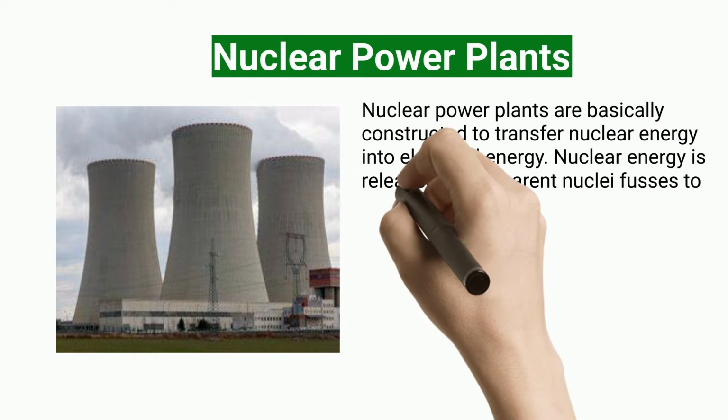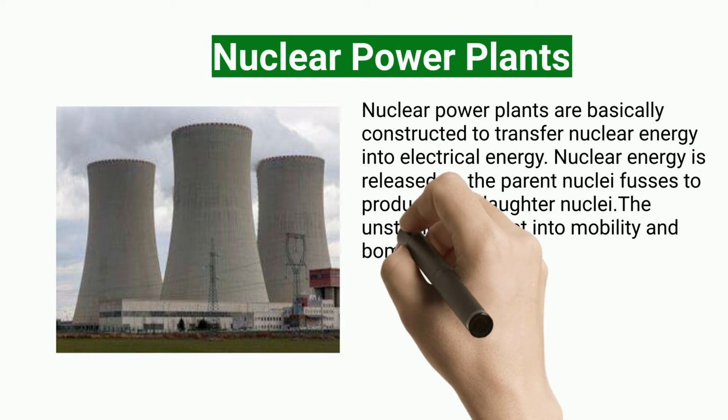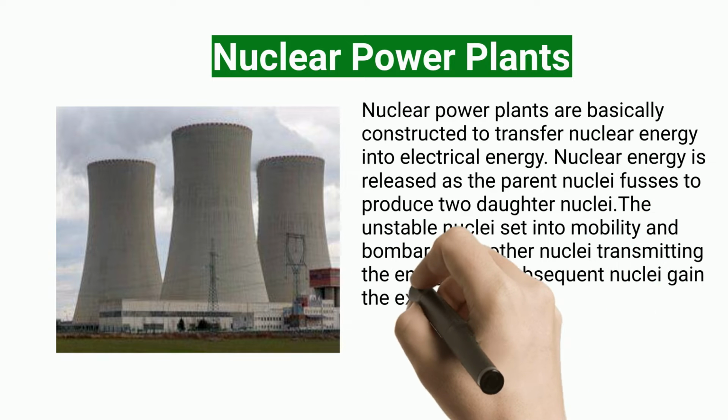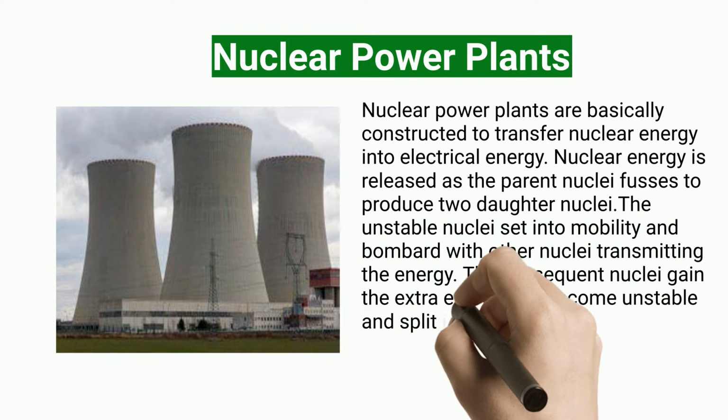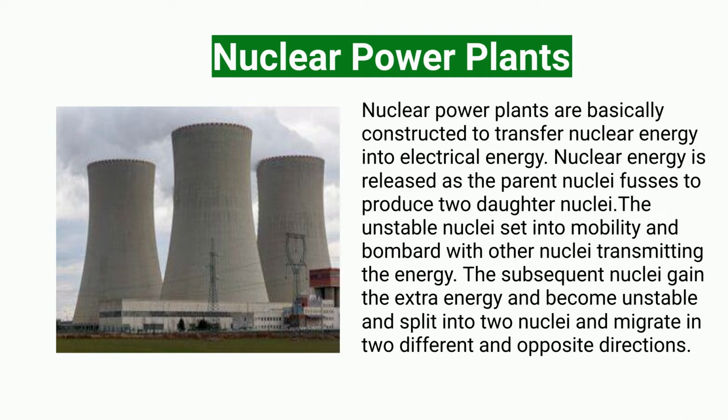Nuclear energy is released as the parent nuclei fuses to produce two daughter nuclei. The unstable nuclei set into mobility and bombard other nuclei, transmitting the energy. The subsequent nuclei gain the extra energy, become unstable, and split into two nuclei and migrate in two different and opposite directions.